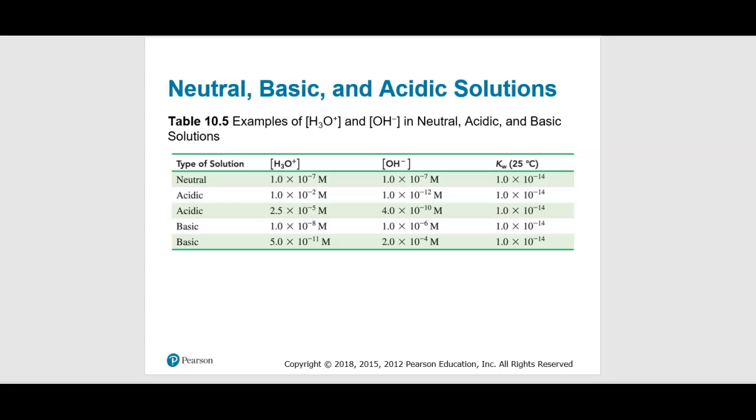Neutral solution we've already defined as the hydronium ion and hydroxide ion are equal in concentration. And so we've also given you as 1.0 times 10 to the minus 7th molar, both of them, hydronium ion and hydroxide ion, at 25 degrees Celsius, and the 1.0 times 10 to the minus 14th is the product. Acidic solutions, you see at the first acidic solution, you're down to 1.0 times 10 to the minus 2 molar.